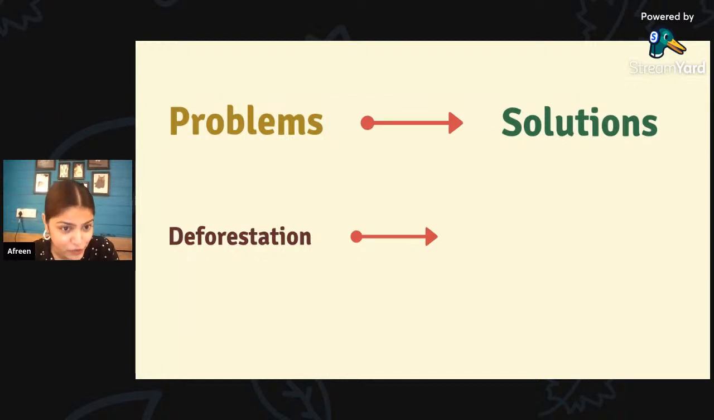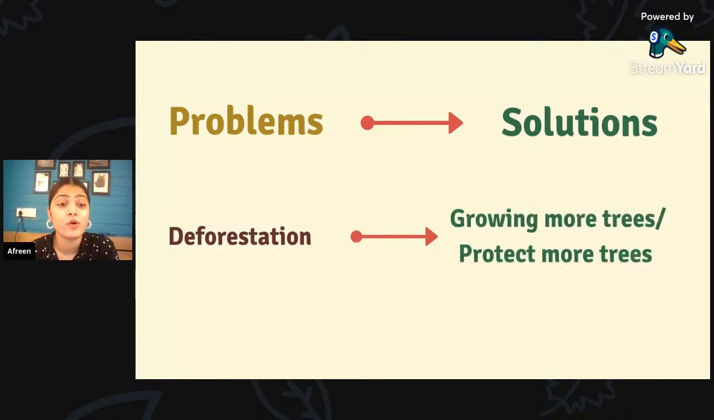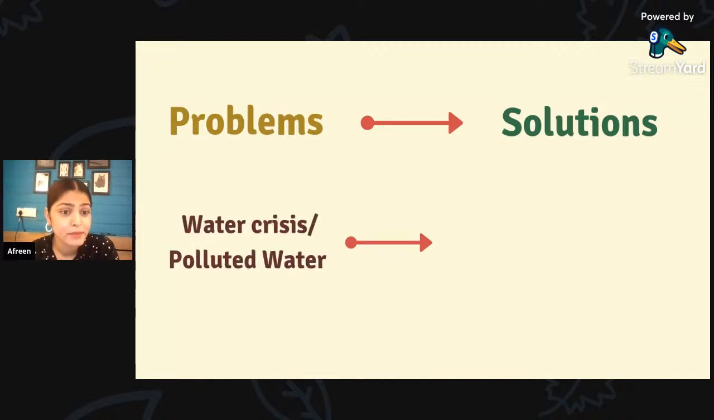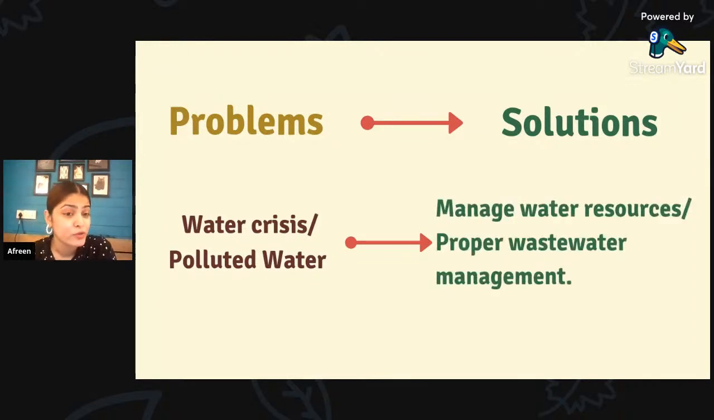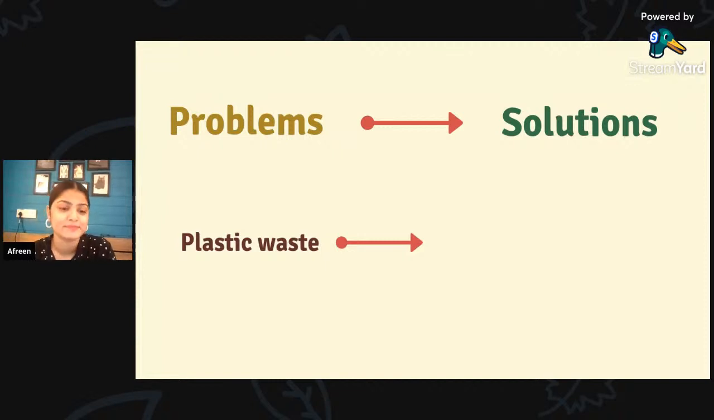Yes, very good. So the solution is we can grow trees or protect forests. Well done. Next problem, polluted water. What do you think we can do? Keep your answers coming. Excellent. So the solution is do not contaminate water bodies. Don't throw rubbish into oceans, rivers, lakes. Well done. Next problem, plastic waste.